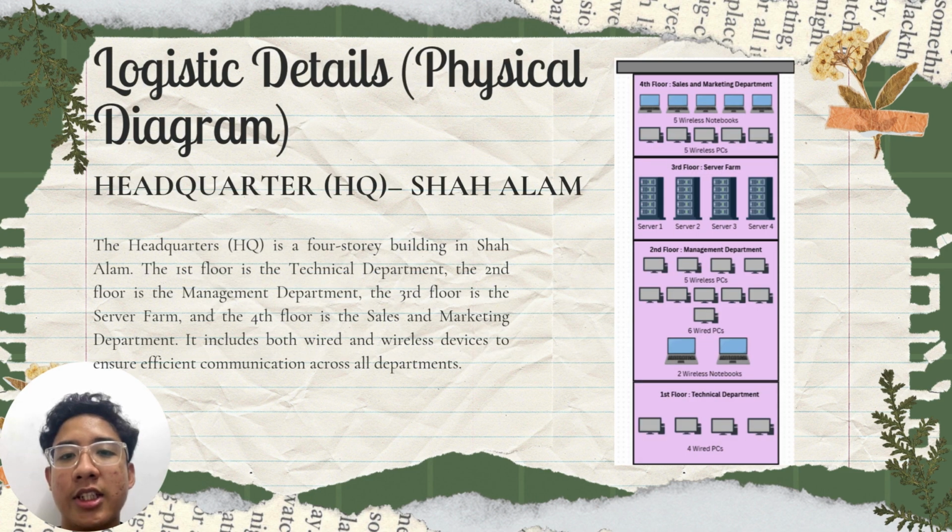Okay, next is the logistic detail physical diagram. The headquarters is a 4-story building in Shah Alam. Each floor has a different department: technical, management, server farm, and sales and marketing. The network uses both wired and wireless devices to support communication and daily operation.